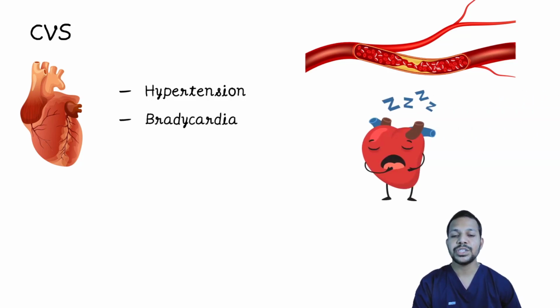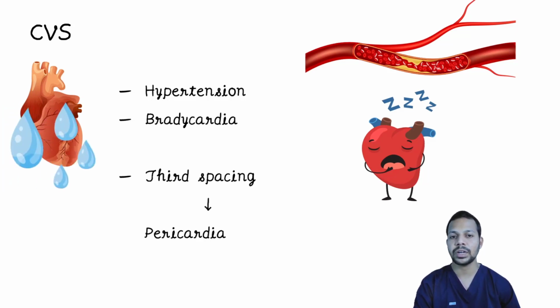And there is reduced chronotropicity of the heart as well. Because of that, the patient will have bradycardia. And there is third spacing in hypothyroidism. What is third spacing? The fluid gets deposited in the pleura, pericardium, and the peritoneal spaces. One such space is the pericardial space where the fluid gets deposited. That results in pericardial effusion.